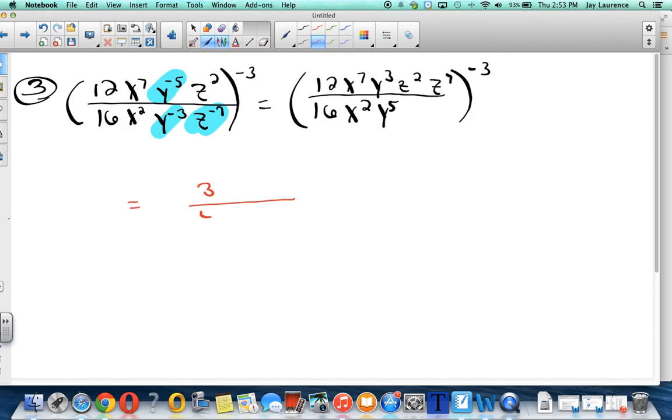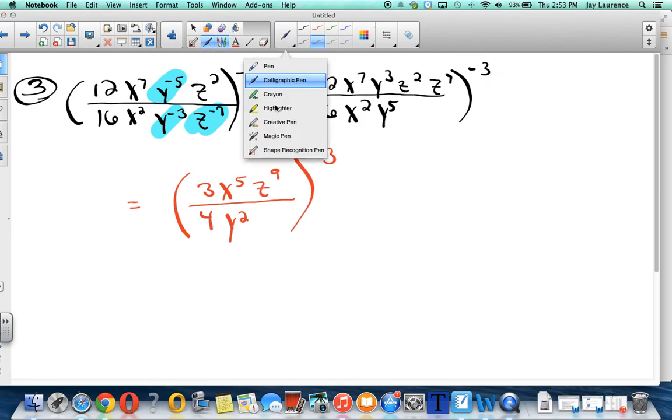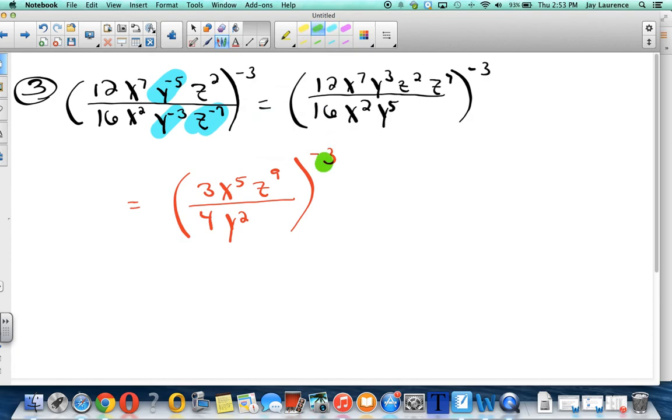12/16 is the same as 3/4. X to the 7th over x squared will be x to the 5th. Y cubed over y to the 5th will be y squared. And z squared times z to the 7th is z to the 9th. But that is all being raised to the negative 3rd power. Now, Caitlin, I have to deal with this negative. And a negative exponent means to use the reciprocal, right? So I'm going to have to flip my fraction. So I'll get a 4y squared in my numerator, a 3x to the 5th, z to the 9th in the denominator, and that'll be cubed.